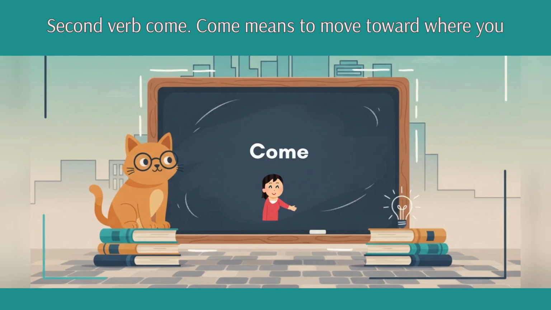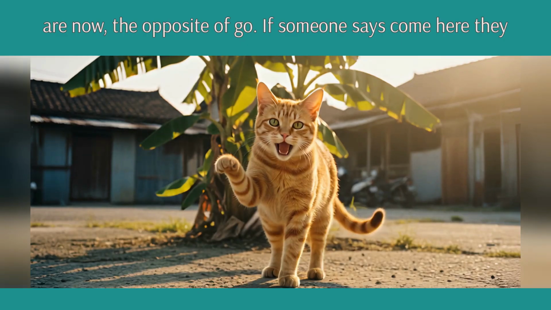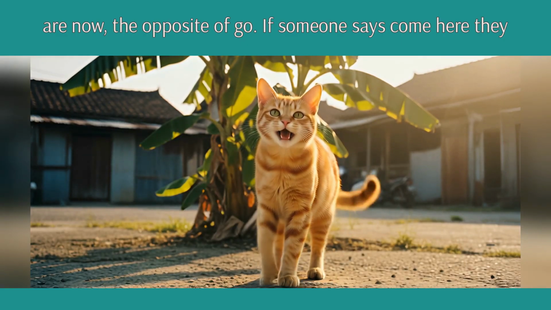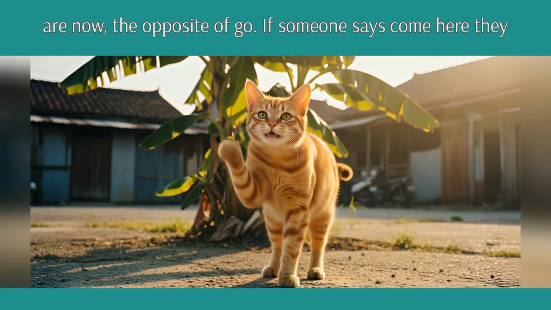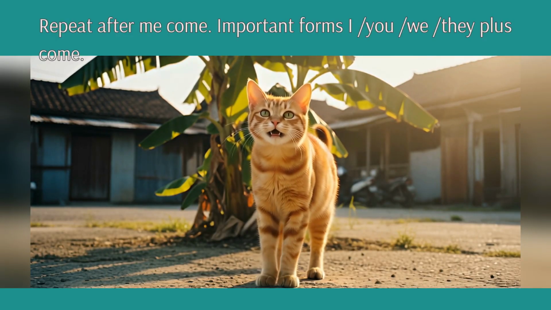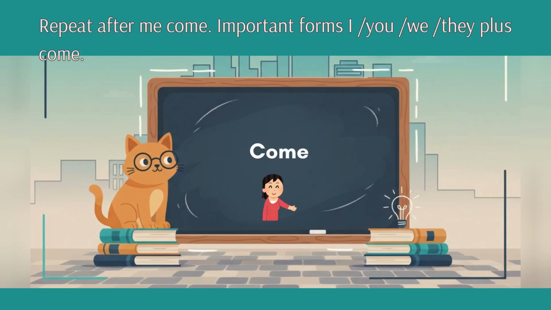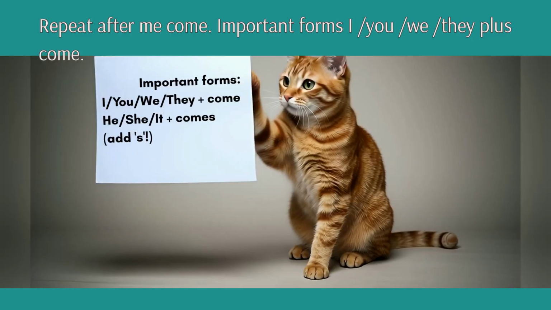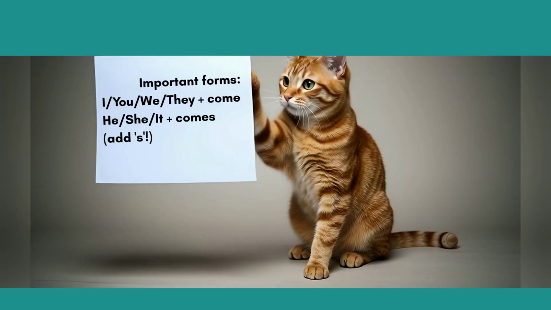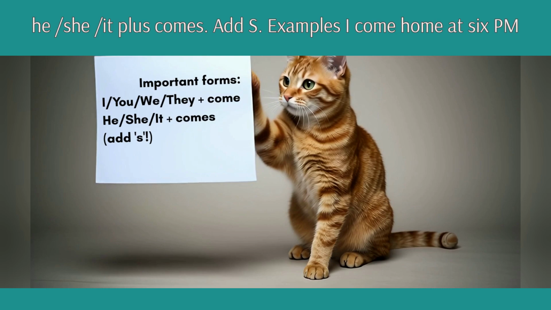Second verb, come. Come means to move toward where you are now. The opposite of go. If someone says, come here, they want you to move toward them. Repeat after me. Come. Important forms. I, you, we, they, plus come. He, she, it plus comes.